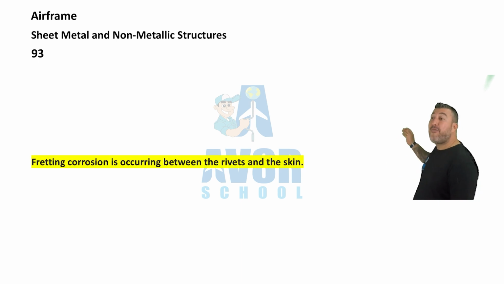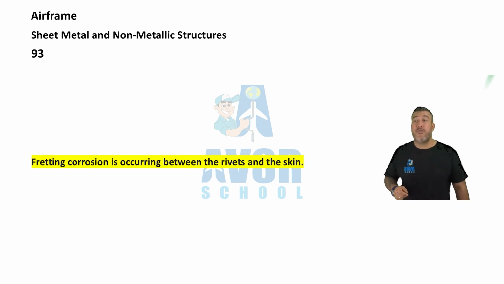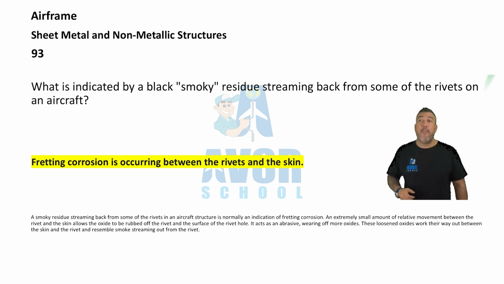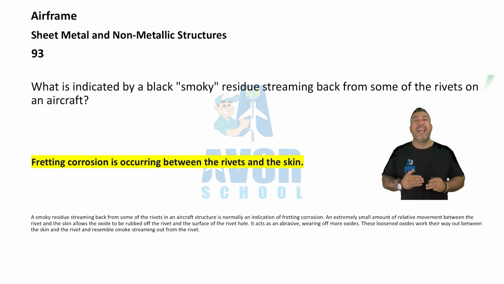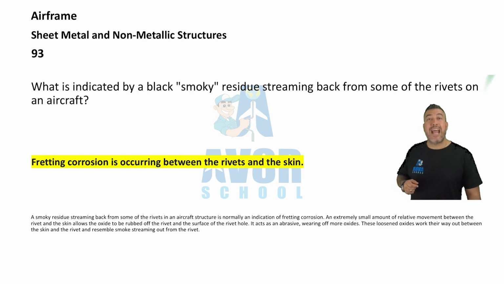93. Fretting corrosion is occurring between the rivets and the skin. So what is indicated by a black smoky residue streaming from the back of some rivets on an aircraft? It indicates that some type of fretting corrosion is definitely occurring between the rivets and the skin.